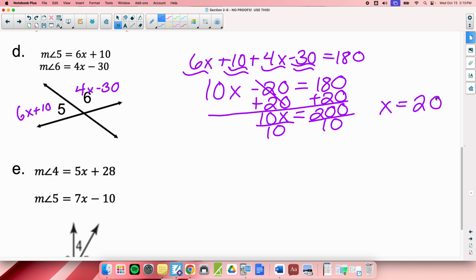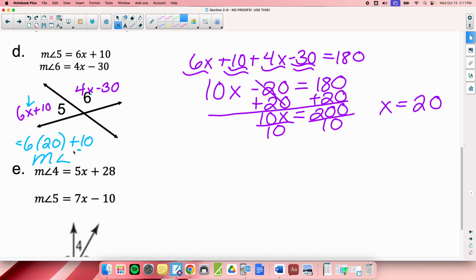Okay, now here's the deal, you guys. I am not done. What we've done earlier, we were done when we found this, but what we have to do is put that x back in here and find what angle 5 is, and put that x back here and find what angle 6 is. So if I put 20 in here, you guys, what's 6 times 20 plus 10? 130. How's that angle 130 bigger though? Don't worry about that because I made them up, so they're just not drawn to scale, sorry.